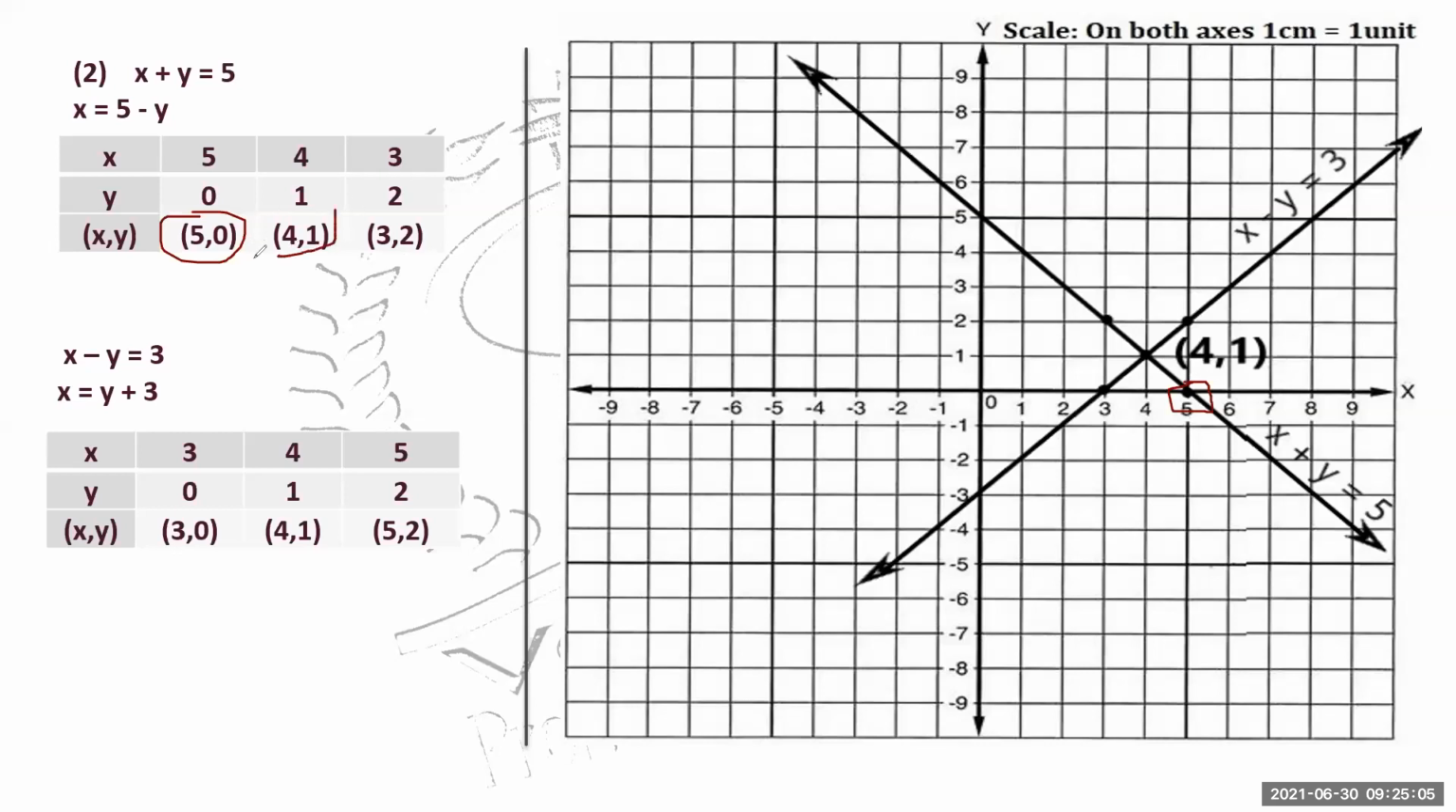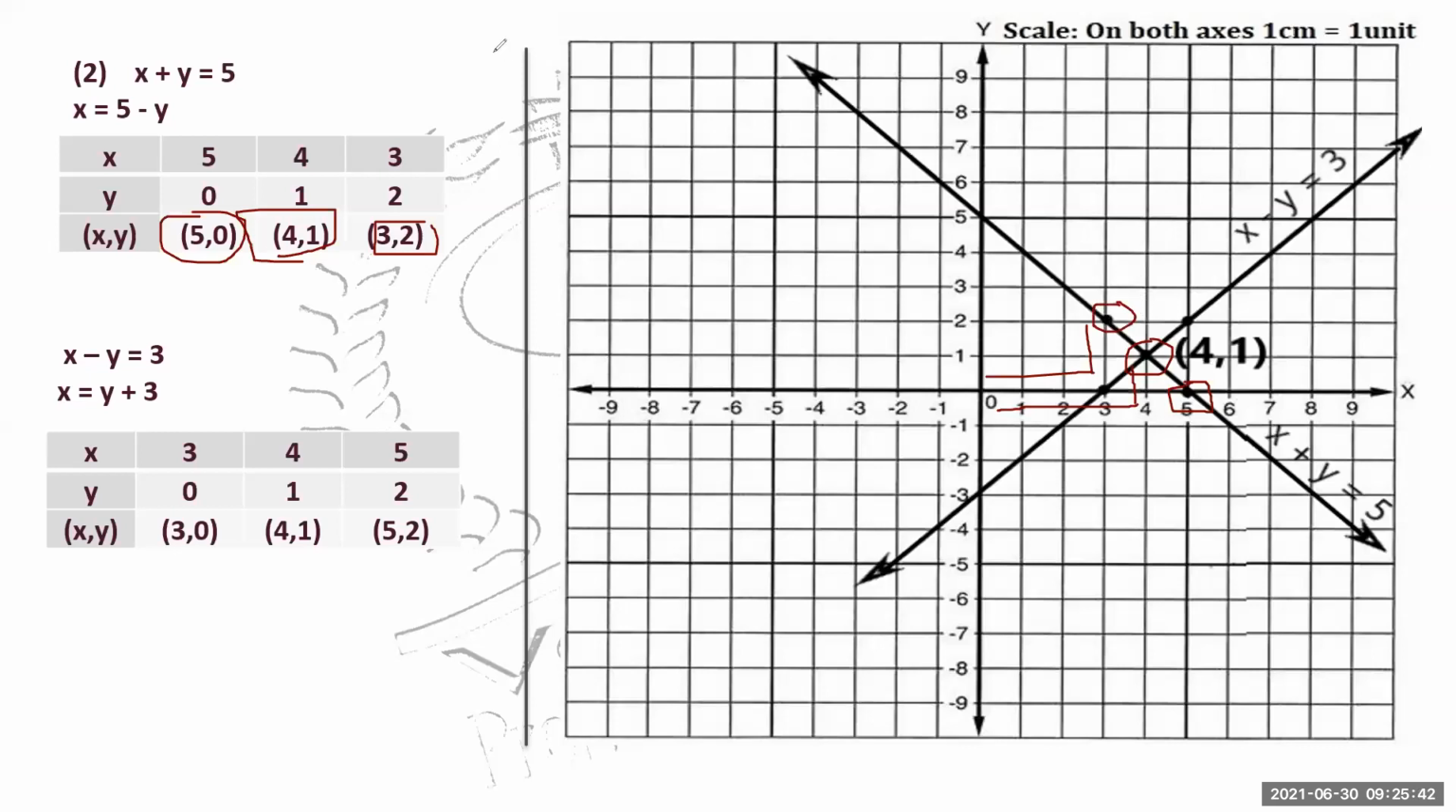Next is 4 comma 1. So x is positive 4, so we'll move from the origin towards positive 4. And y is 1, so we'll move one place up because y is positive. So this point is 4 comma 1. You've got the second point with you. Now we'll move to the third point, 3 comma 2. So we'll move 3 places right and 2 places up. Understood? So 3 comma 2. This is your third point.